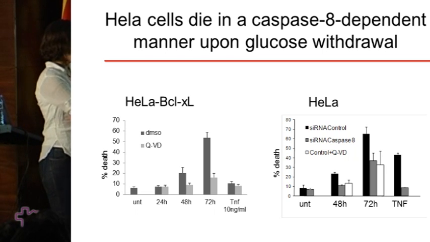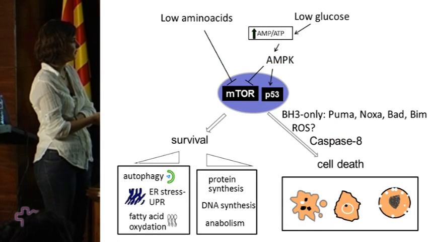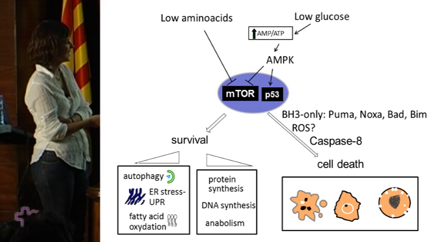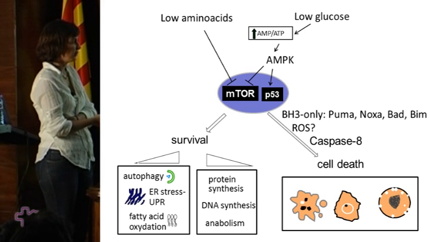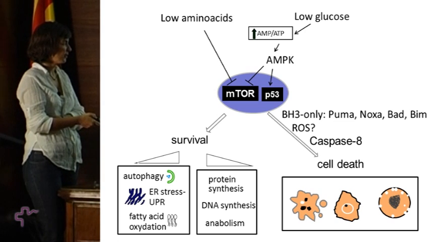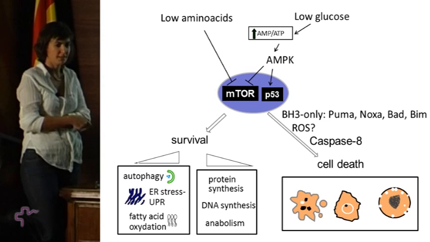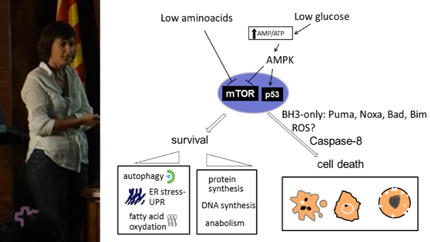So we have added a little bit to the picture here of how cells die when they are deprived of glucose. Some cells undergo mitochondrial apoptosis, hematopoietic cells as far as we know. Some cells undergo necrosis, and some cells undergo caspase-8 mediated apoptosis that we picture here with a strange DNA condensation.